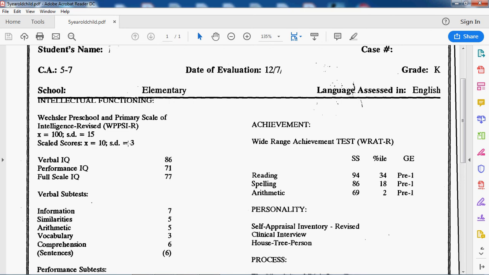Then if we look up here, the scaled scores are based on a mean of 10, a standard deviation of 3. Therefore, 10, 7, 4, 1. You're subtracting 3 each time, or adding 3, depending on where the score is.